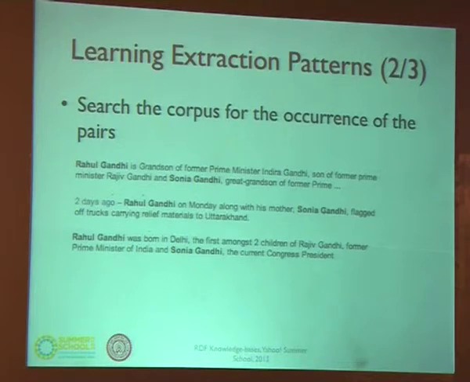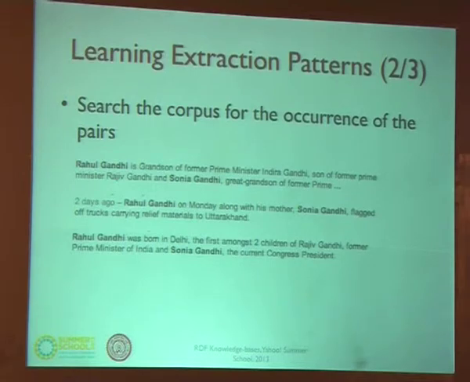But as you can see from just these three examples, it's not the greatest thing ever. This pattern here, for example, the first one: noun phrase, is grandson of former Prime Minister Indira Gandhi, son of former Prime Minister Rajiv Gandhi, and noun phrase. That pattern probably doesn't lead anywhere except to find the same sentence over and over again, because it's too specific, right? Maybe it works for one other pair who's also a grandson of Indira Gandhi and son of former Prime Minister Rajiv Gandhi, but we know that there is no such person.